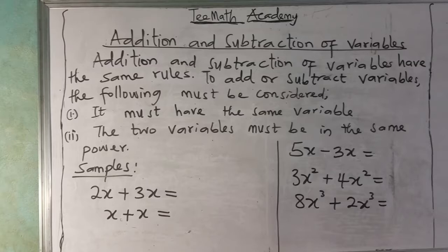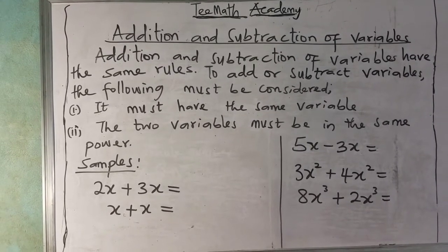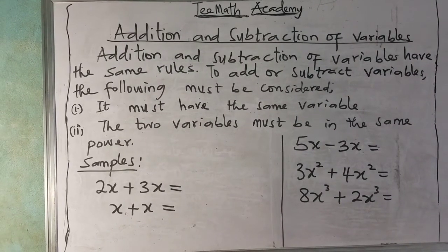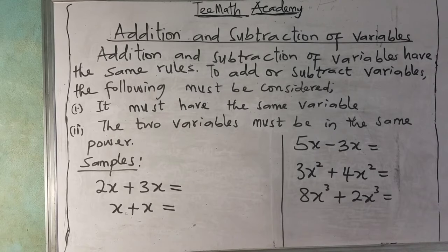In our first series, we treated variables and its operation, where we looked at multiplications of variables of different and the same variables. But this is our series 2. It's addition and subtraction of variables. How do you add and subtract variables?